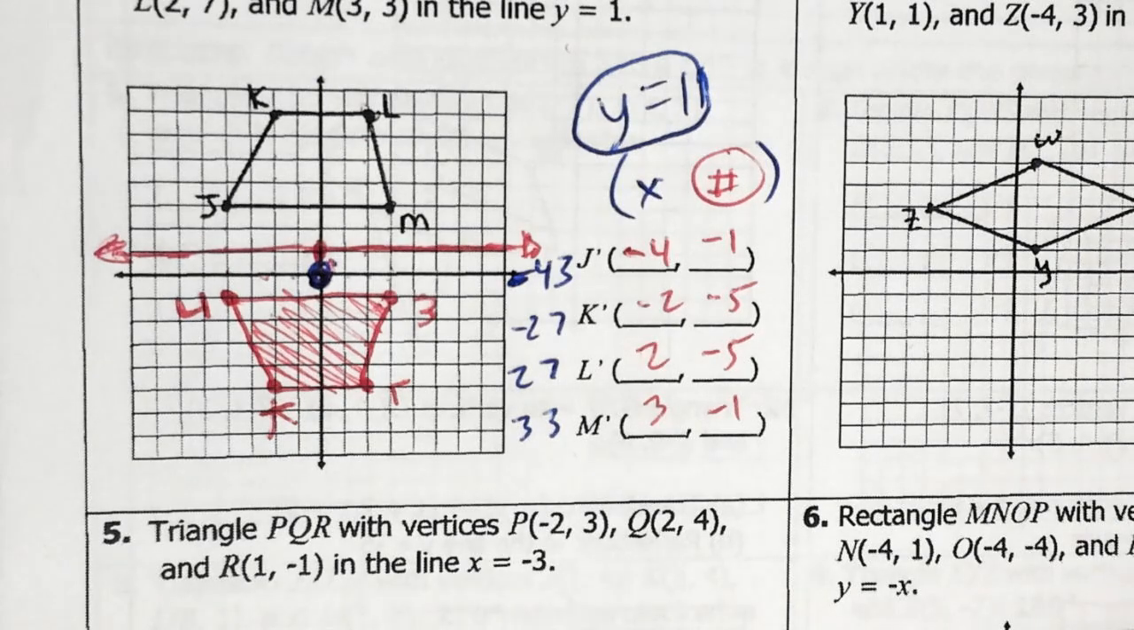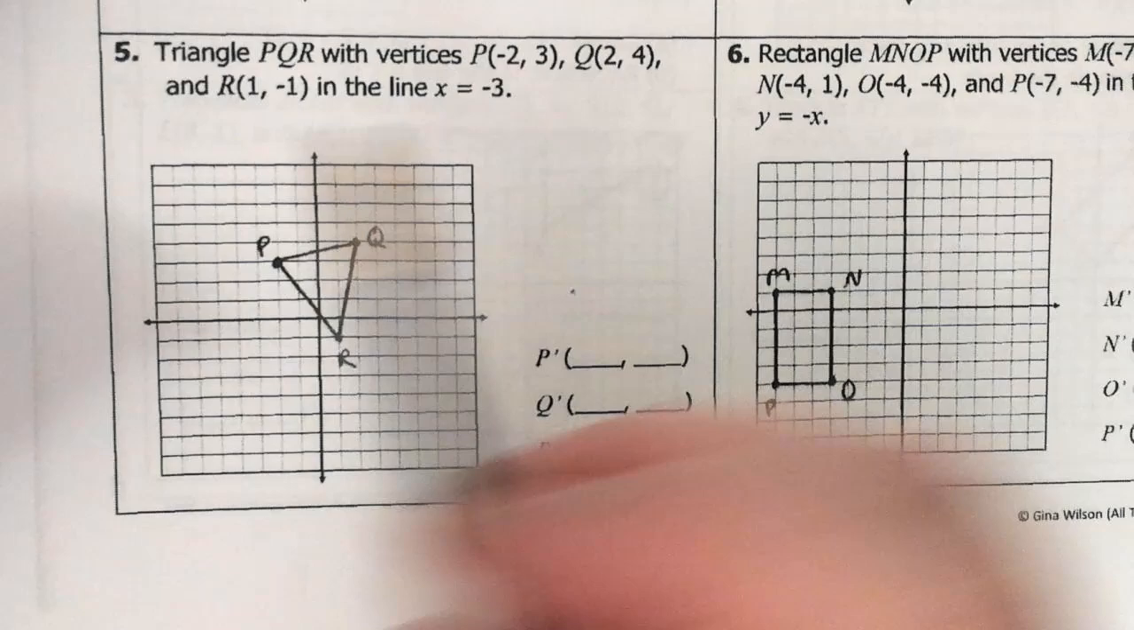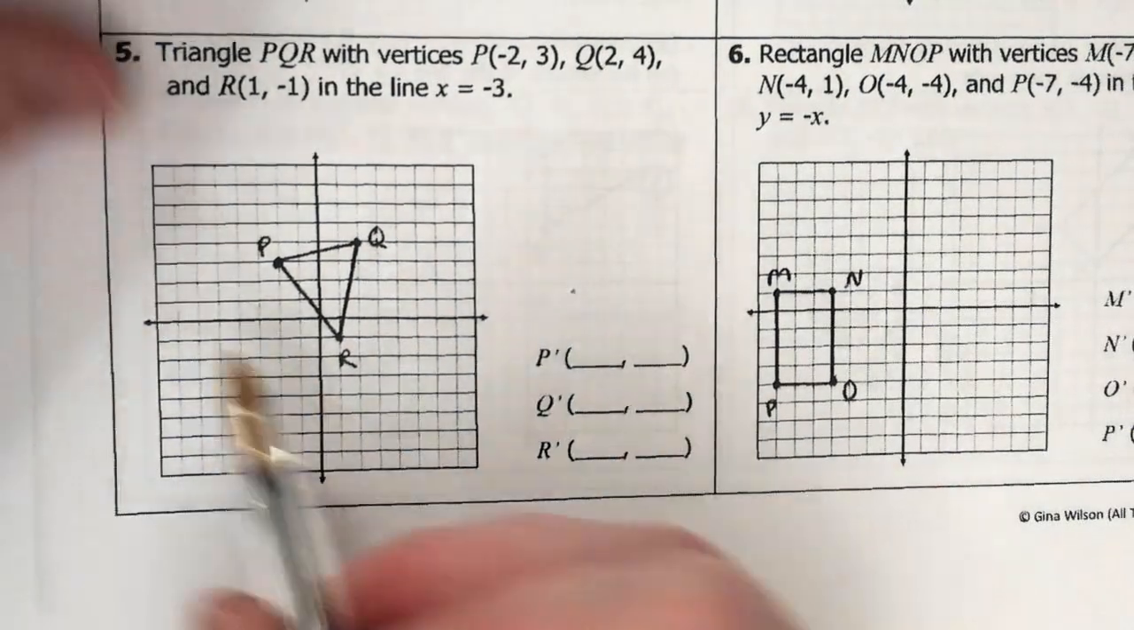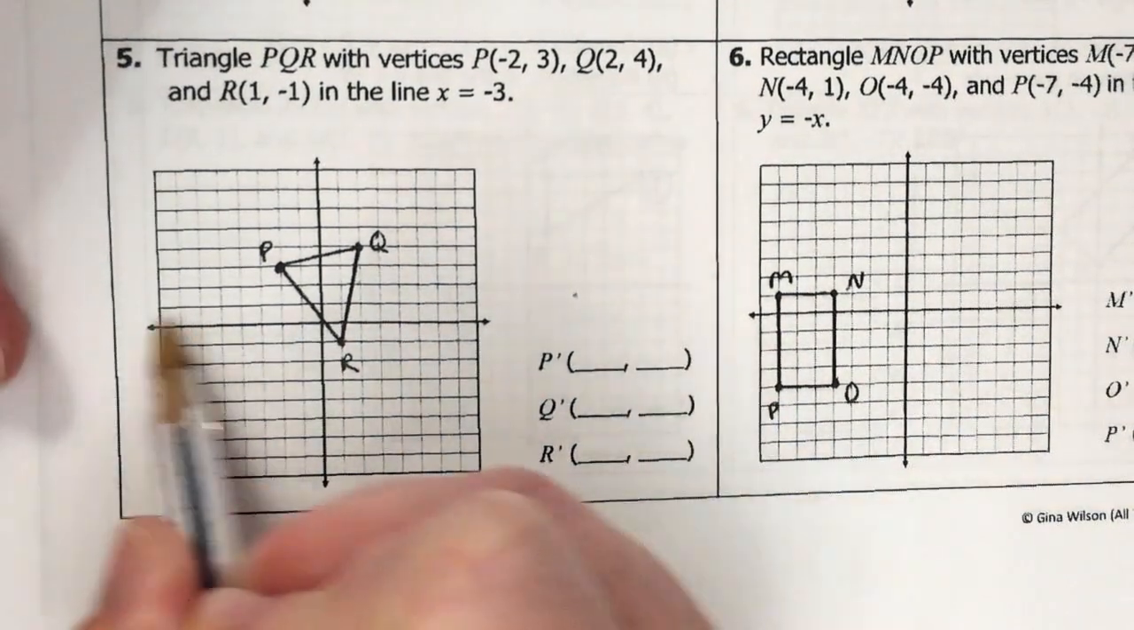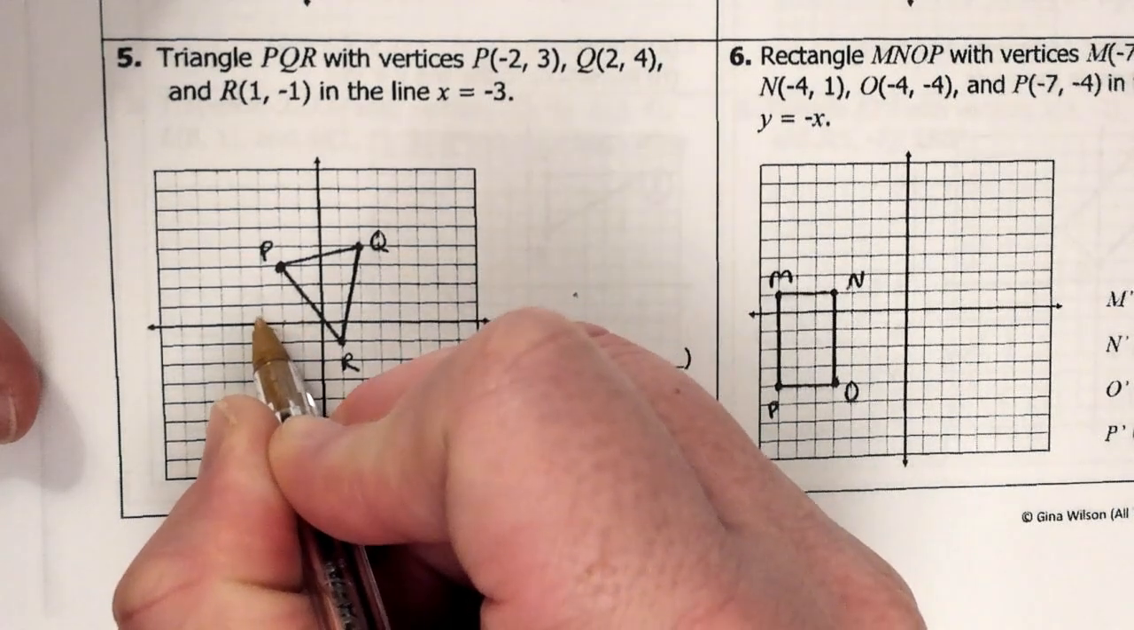Okay, let's keep going. We're going to go ahead and do number 5. We're going to shift down. So that was number 3, and we're going to shift down and do number 5. On number 5, we're going to reflect over x equals negative 3. So find x. Here's x. On this line, where's negative 3? Right here. So 1, 2, negative 3.